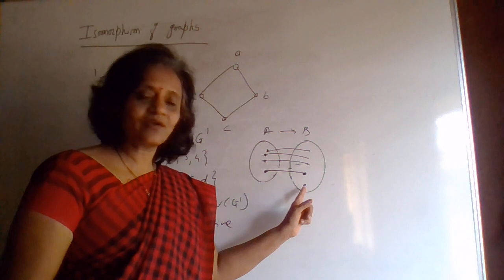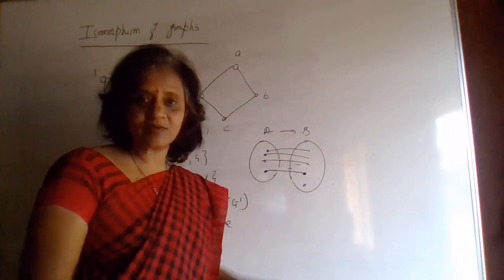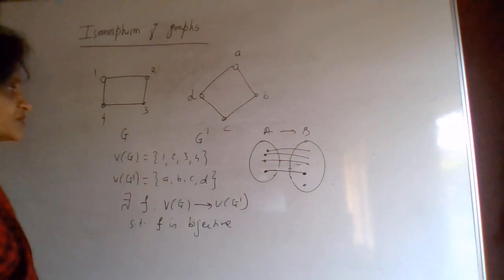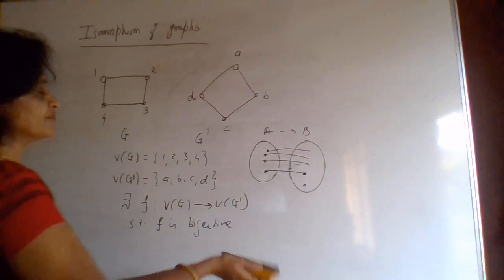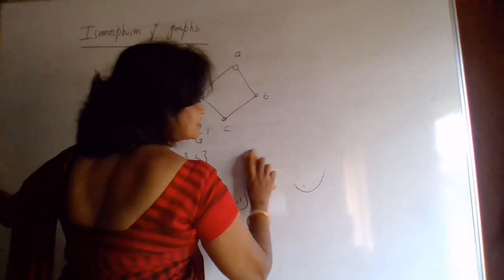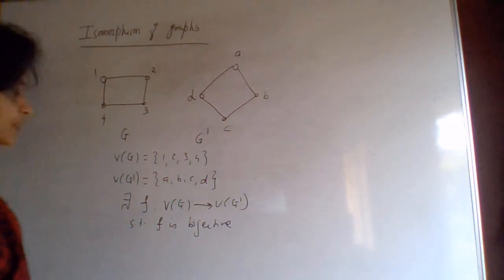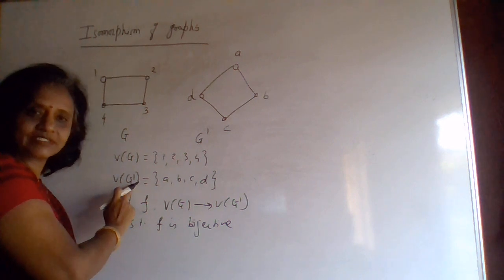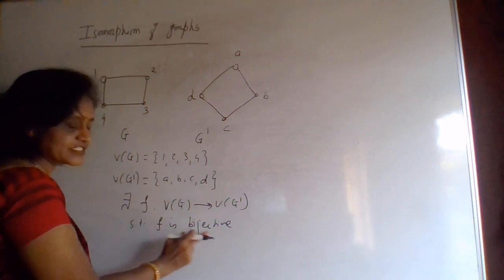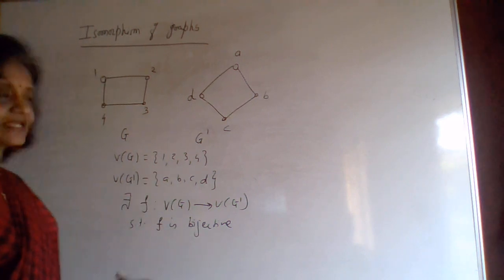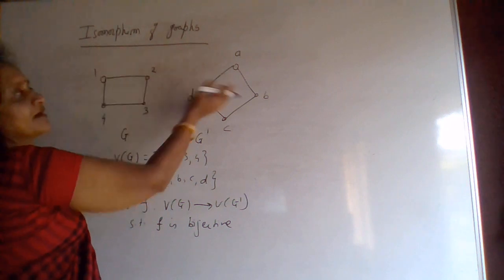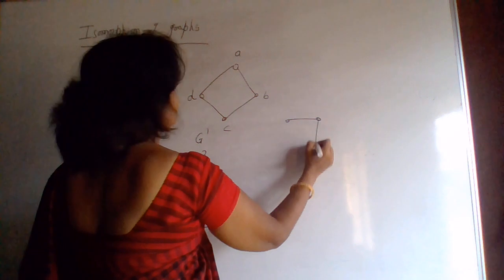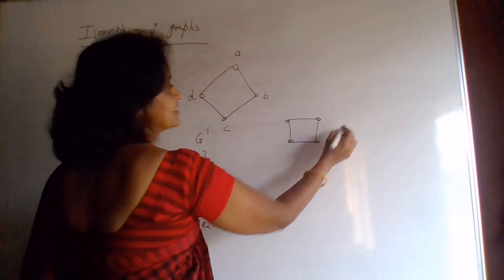That is 1-1 and onto, or what we say, injective and surjective. And that is called a bijective function. So to define isomorphism, the first thing, there must be f, a function from the vertex set of G to the vertex set of G dash. How is that? f must be bijective. Secondly, it is not just that there must be a 1-1 function from the set of vertices.